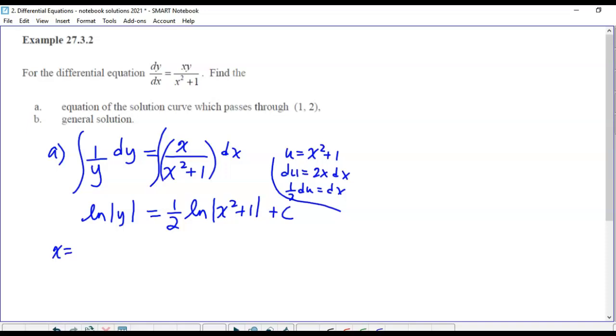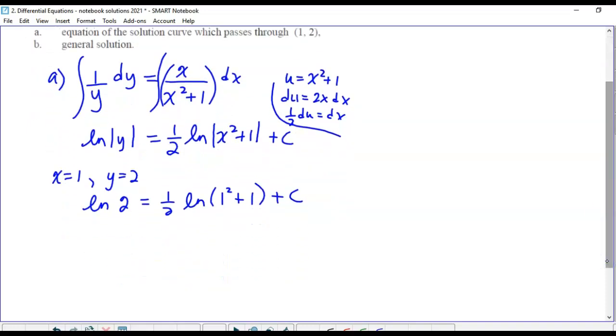So our point is 1, 2. So x equals 1, y equals 2. So let's solve for c. Okay, so c will equal ln 2 minus a half ln 2, which is going to be a half ln 2.